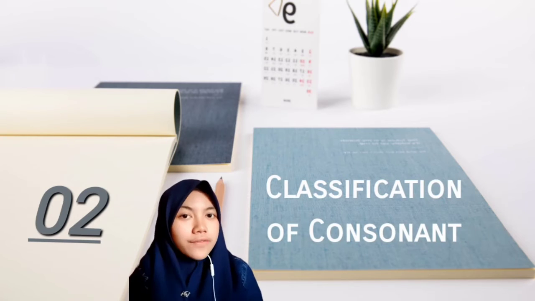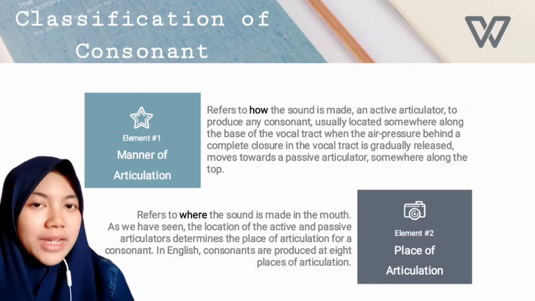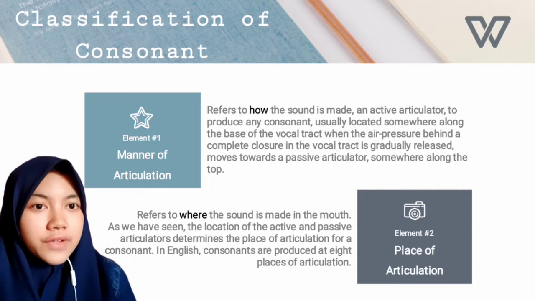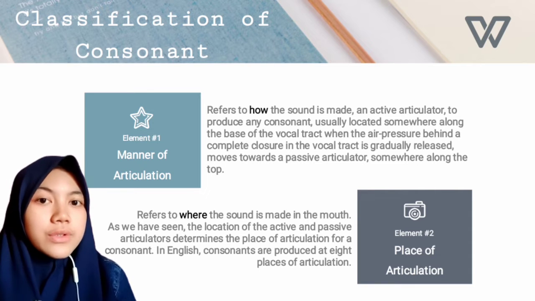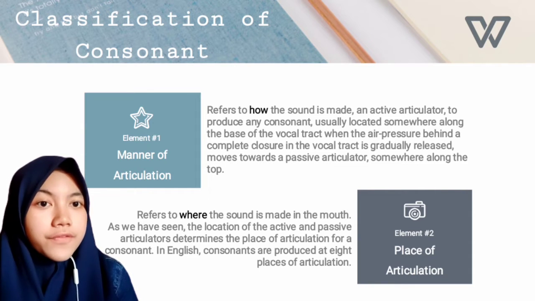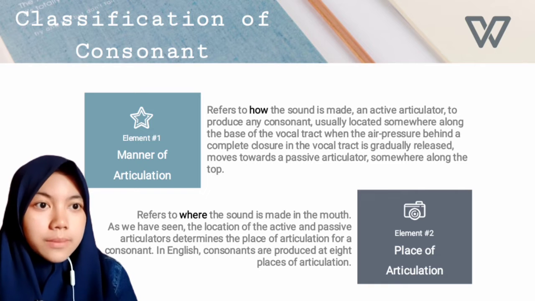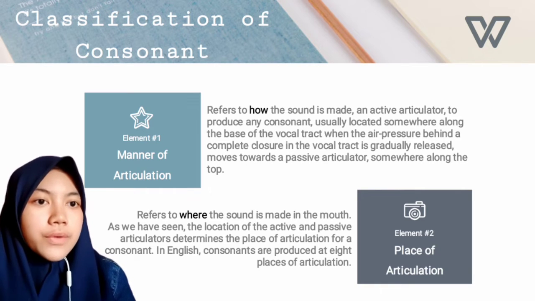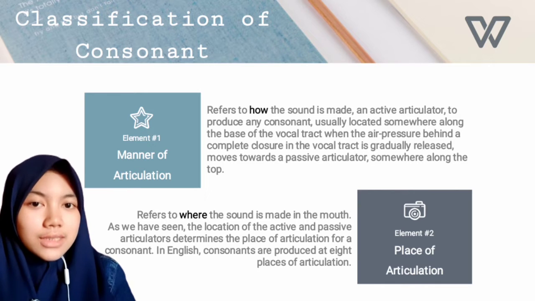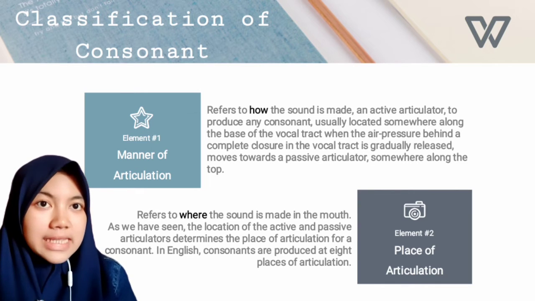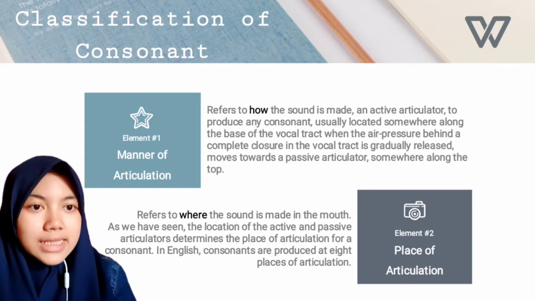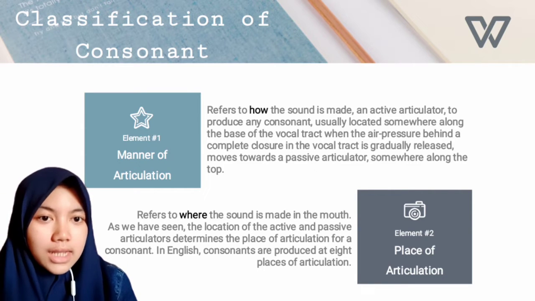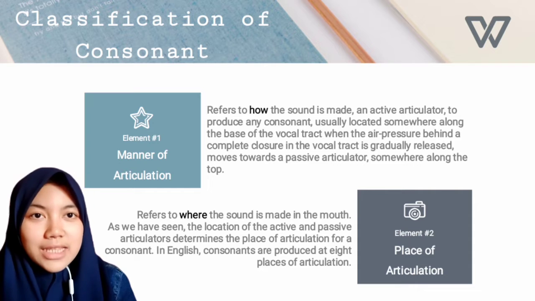Next, classification of consonant. Consonants can be divided by manner of articulation. This refers to how the sound is made. An active articulator used to produce any consonant is usually located somewhere along the base of the vocal tract. When the air pressure behind a complete closure in the vocal tract is gradually released, it moves toward a passive articulator somewhere along the top. How close the active and passive articulators get determines the manner of articulation. Meanwhile, where those articulators are determines the consonant's place of articulation.